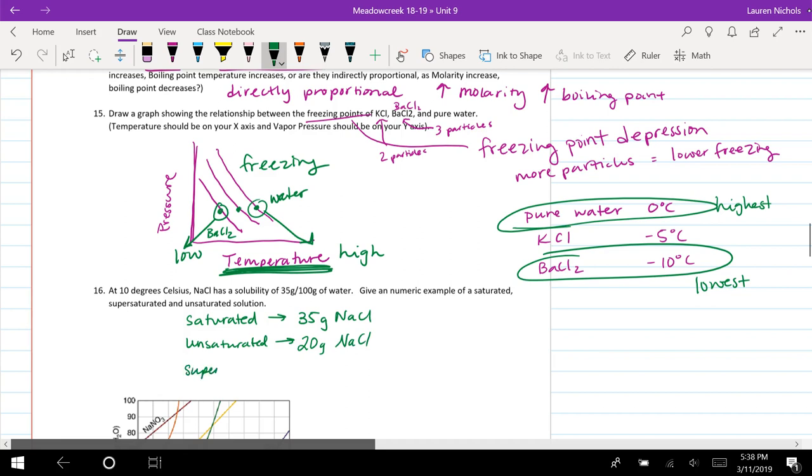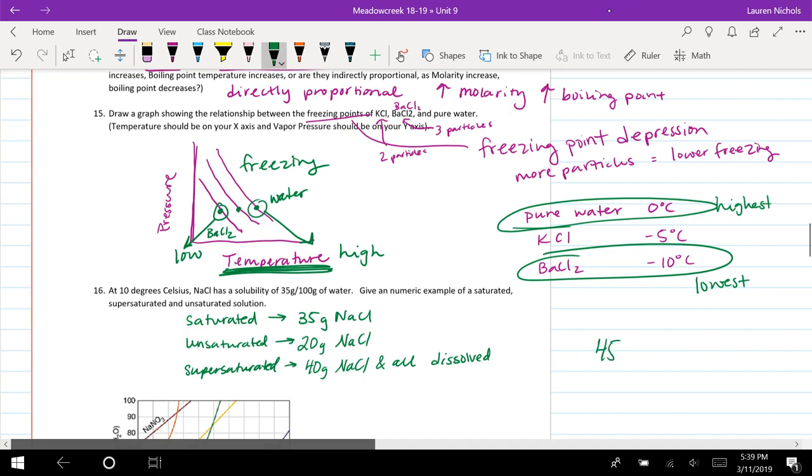And a supersaturated solution is going to be unique because it has to have two qualifications. One, it has to be higher. So let's say 40 grams of NaCl. But all 40 grams also have to be dissolved. So 40 grams of NaCl and all dissolved. If they don't make the classification that it's all dissolved, then you can't assume it's a supersaturated solution.